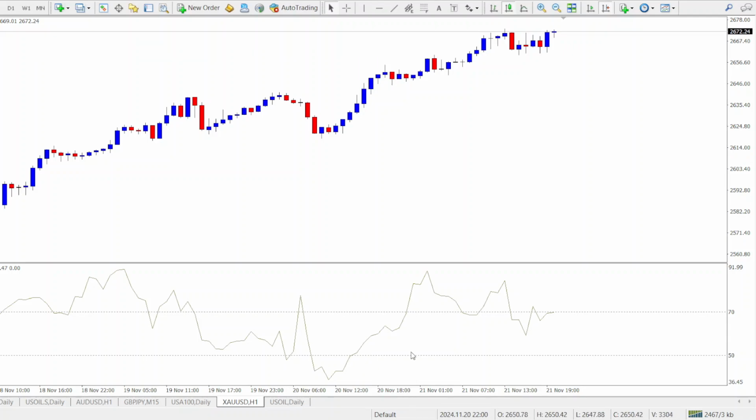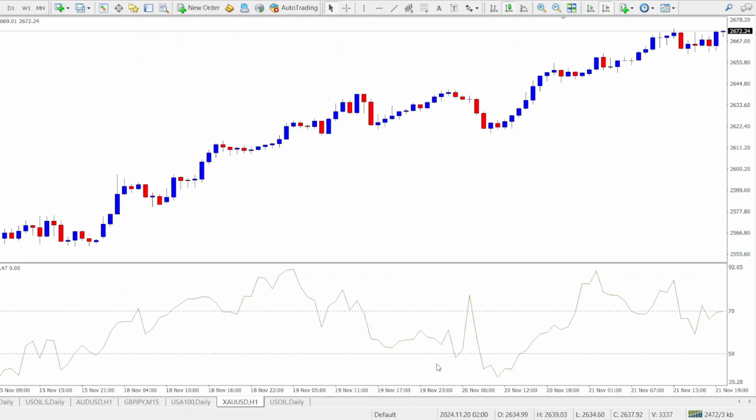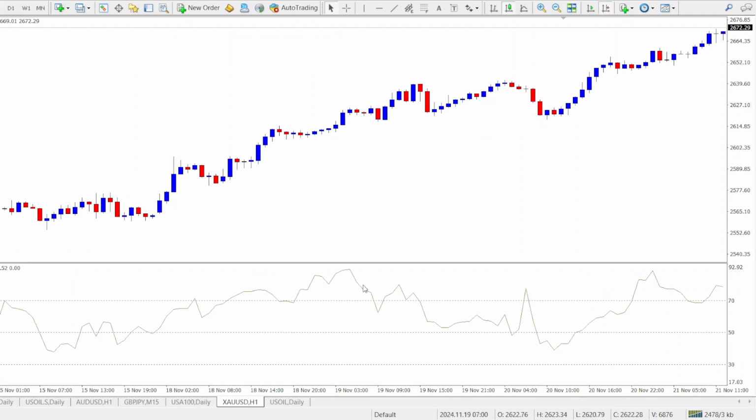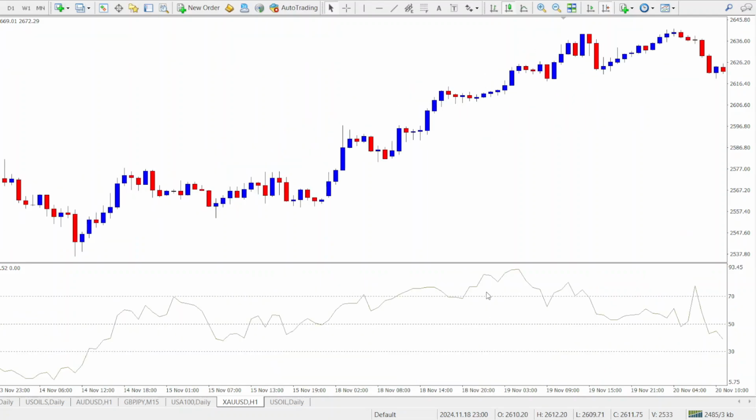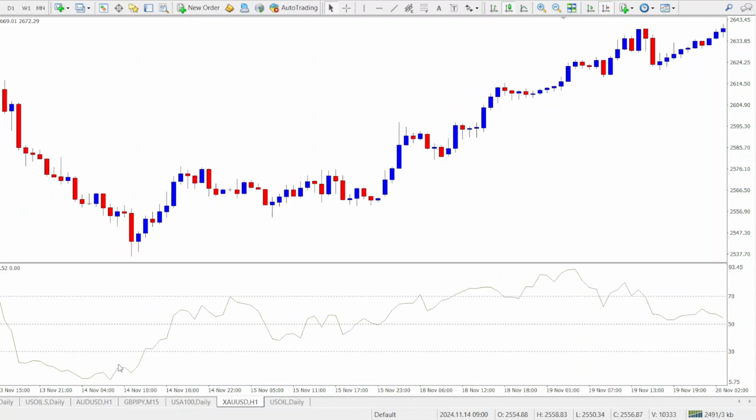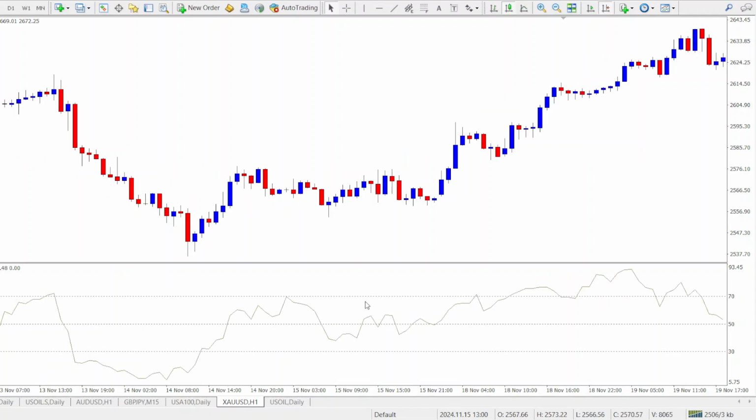Now, the IMI indicator functions as an oscillator. As we can see, it shows us overbought territory and oversold territory. Levels above 70 show overbought territory, and levels below 30 show oversold territory. This indicator is useful for both short-term traders and long-term traders. Whether you are looking to capture swift price movements or long-term price movements, you can make use of this indicator.